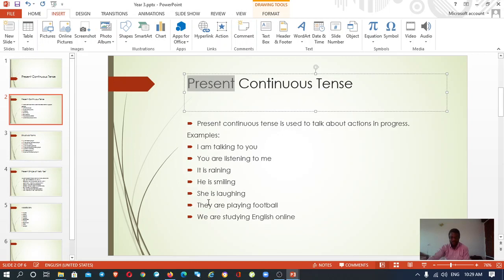So, it is raining. Is is the auxiliary, and we're using it in the present form. He is smiling. Is is the auxiliary. She is laughing. They are playing football. See, are we use with they. We are studying English. So that's all about it.